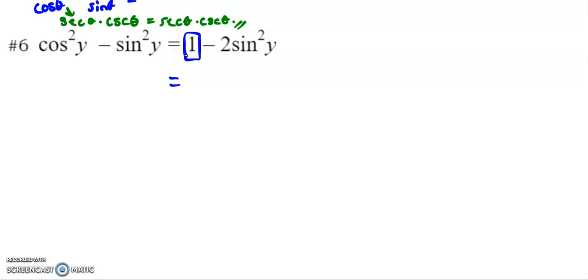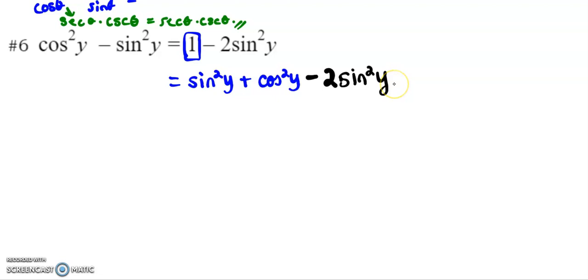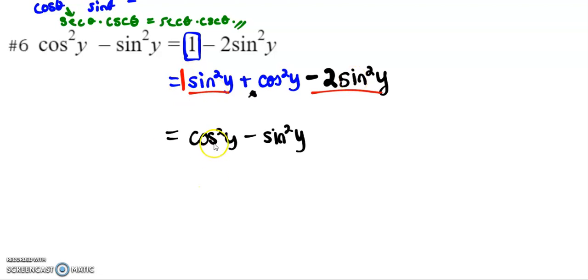Okay, 1 is sine squared plus cosine squared. And we've already got this minus 2 sine squared of y. All right. I mean, we don't do that substitution super often, but it can be done. 1 is that thing. All right. Looks like I'm pretty much done. And if you're like, how is that possible? Well, this is sine squared, and this is negative 2 sine squared. So that's like one of them minus 2. So we have cosine squared minus sine squared. Ta-da! And we're done. Bye.